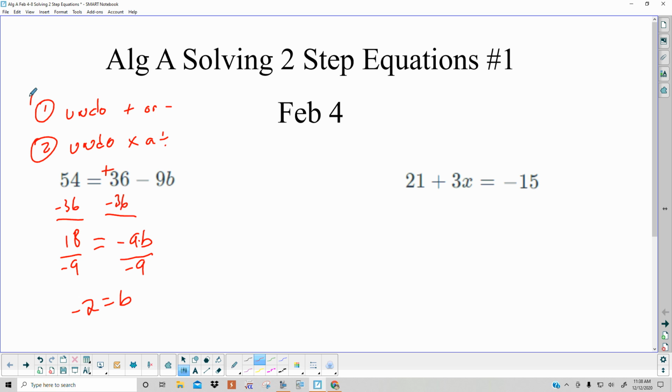These will always be the order that you do them, always. They'll never change. Okay? First thing you undo is any adding or subtracting. This is a positive 21 that's held to the 3 times x. So I'm going to subtract 21 from both sides. I'm left with a positive 3x is equal to, what's that, negative 36. This is held by multiplication, so I'm going to divide out the 3. And you get x is equal to negative 12.